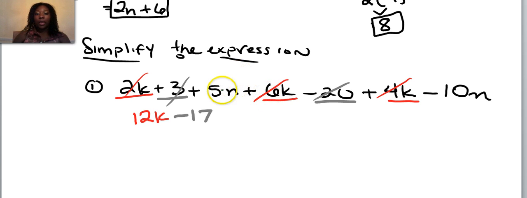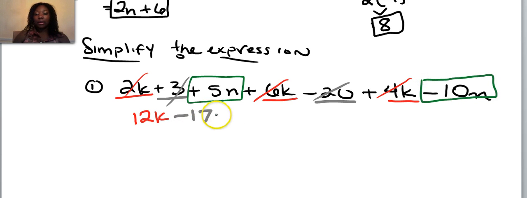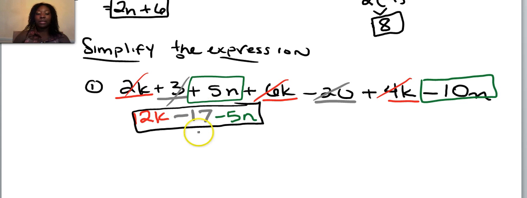Okay, so now I have positive 5n. So if you care about the number and the sign in front of it, minus 10n. Combine those together, and this is negative 5n. Okay, I've made this pretty. There's nothing else I can put together. Those are like terms. They are all together, and this is my final answer: 12k minus 17 minus 5n.